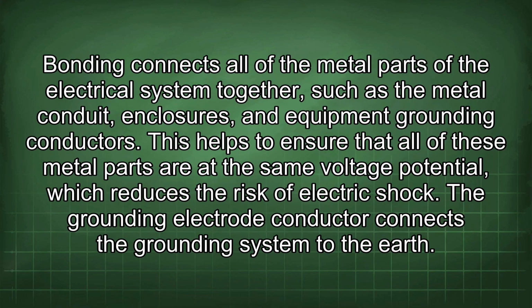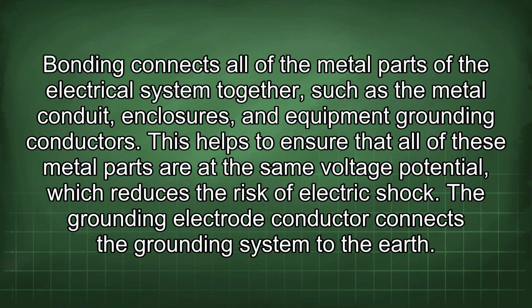Bonding connects all of the metal parts of the electrical system together, such as the metal conduit, enclosures, and equipment grounding conductors. This helps to ensure that all of these metal parts are at the same voltage potential, which reduces the risk of electric shock.